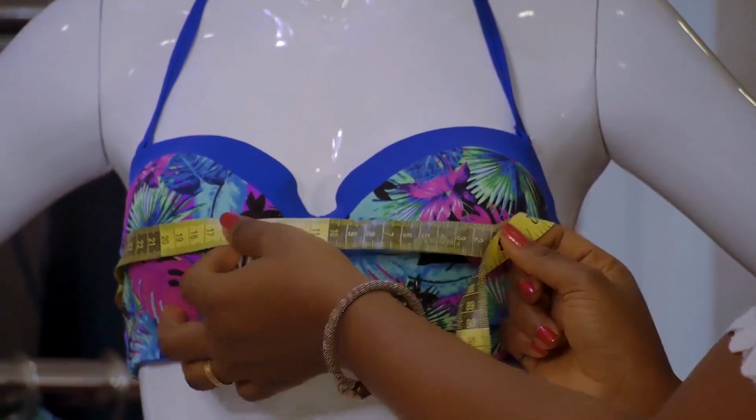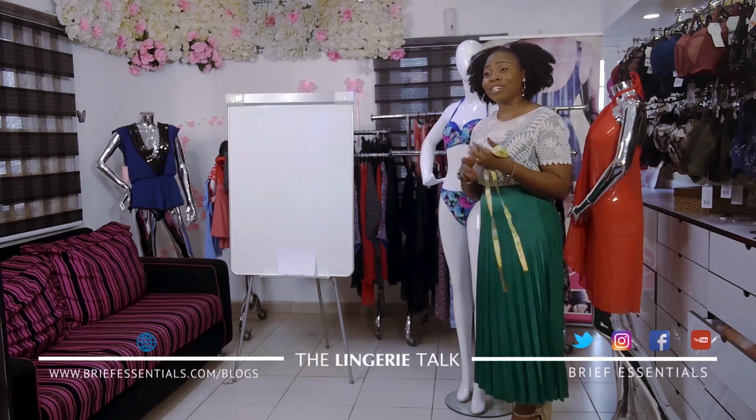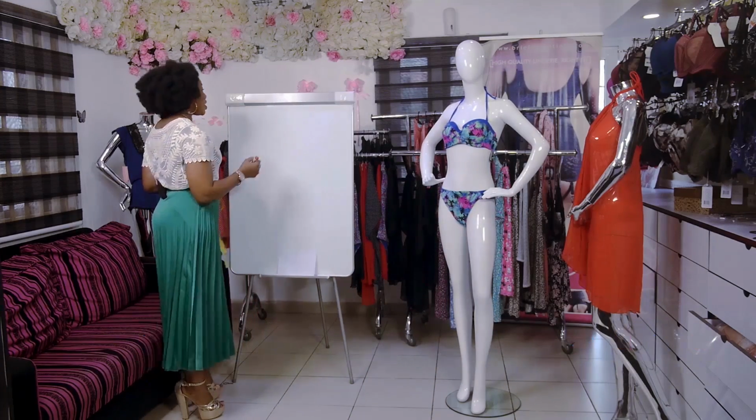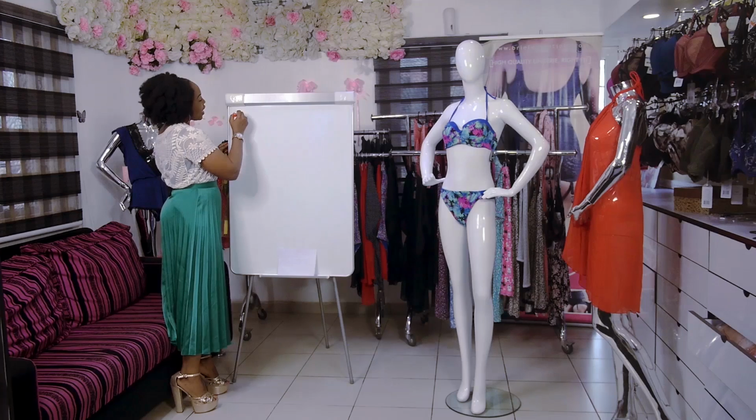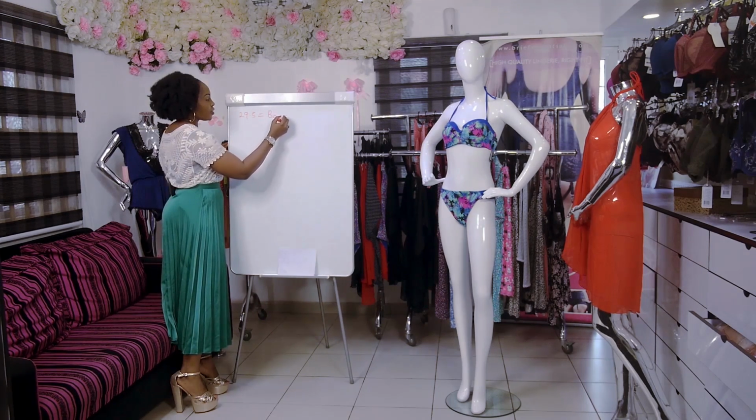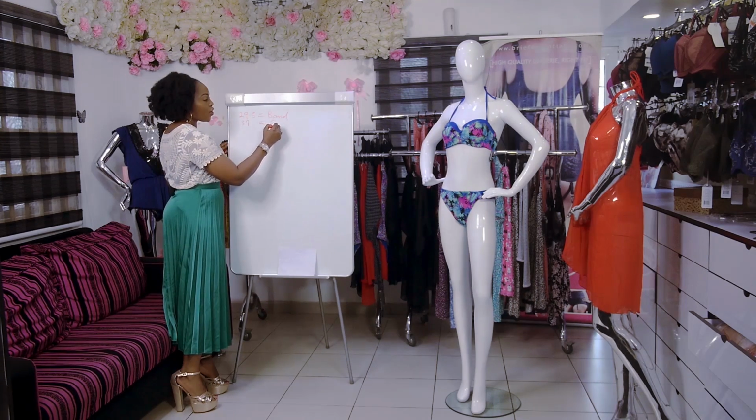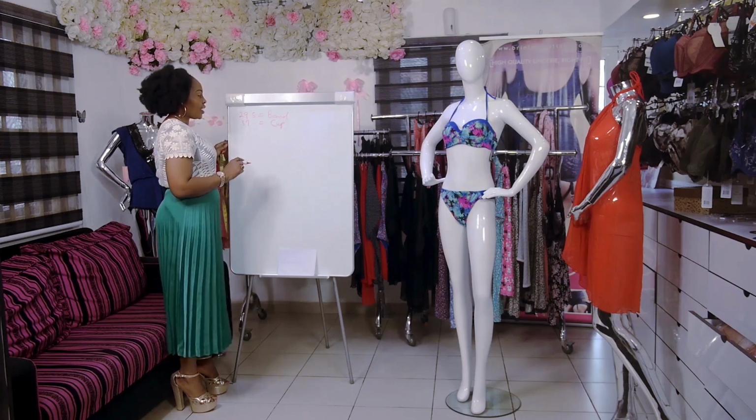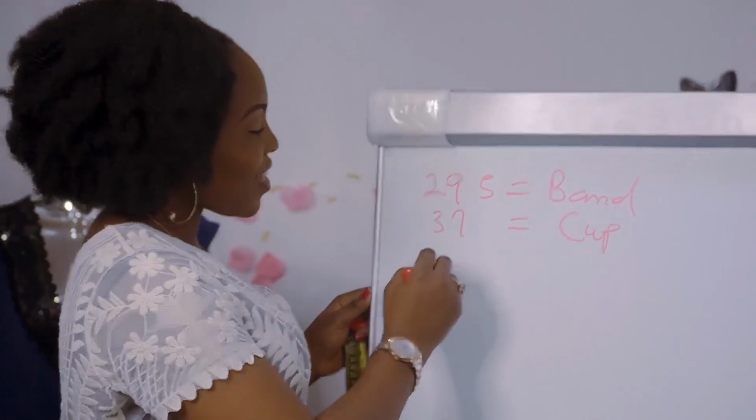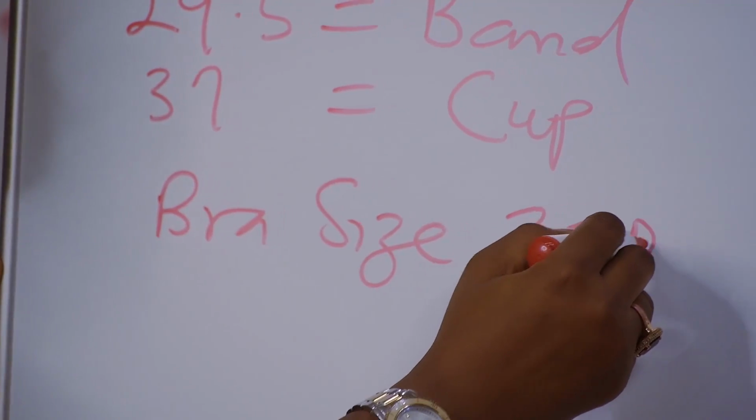So once you have the statistics, just keep them, and you need to do some math to get the actual breast size. To do that, assuming that my band measurement is 29.5 for the band, and then I have a 37 for the cup, it means that this person with these statistics can wear a breast size 32 double D.